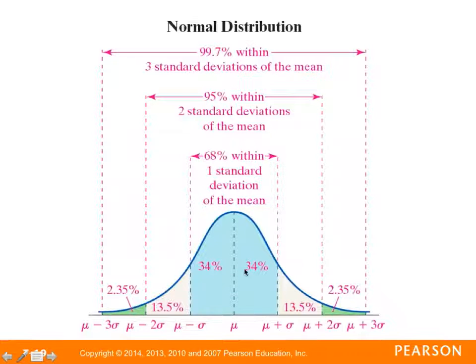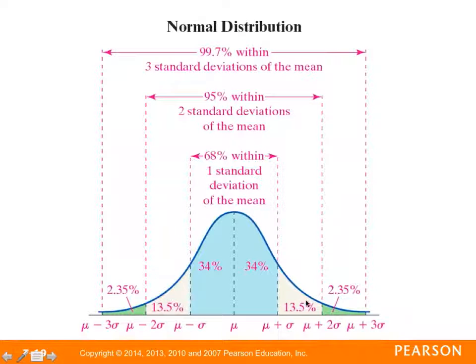So if you think about how they got this 34, we know that the blue part is 68%, and we also know that we're symmetric around our mean. So that means that this left-hand piece and this right-hand piece are both the same. So all we have to do is take our 68% and divide it by 2, and that gives us our 34 and our 34. Together they create the 68.